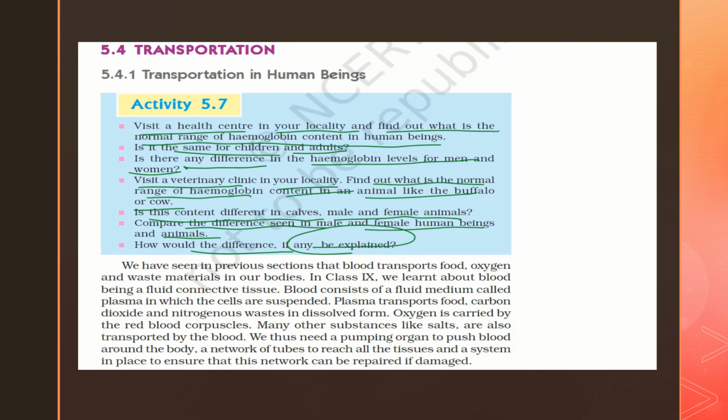In this lesson we are going to learn the basic difference between male and female, and we will be discussing it in today's topic.